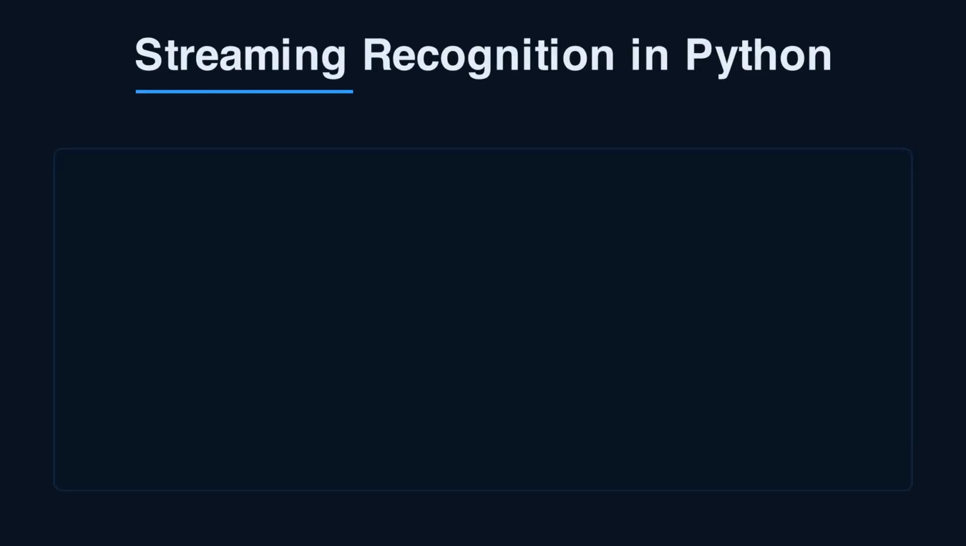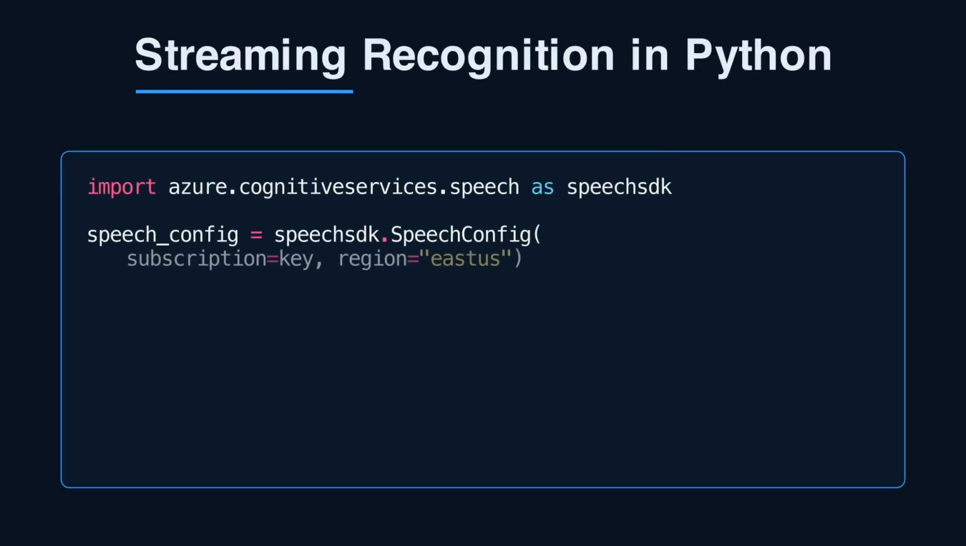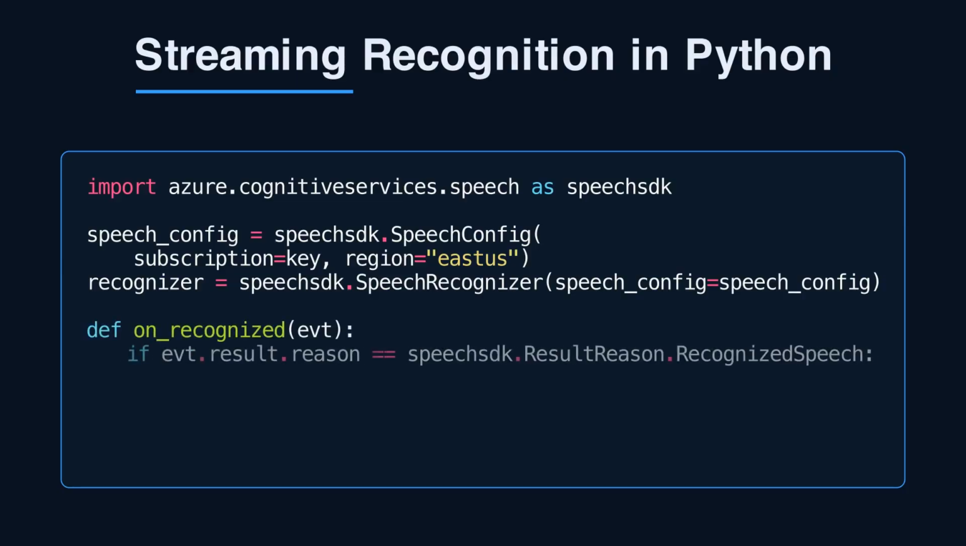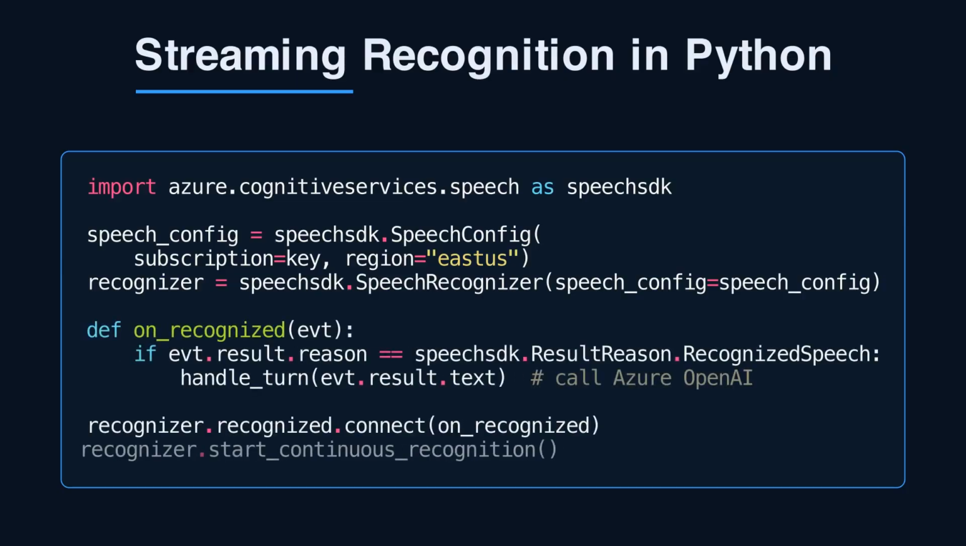To keep the chained pipeline fast, use continuous streaming recognition instead of waiting for the full utterance. The Speech SDK emits partial and final results as the user talks, so you can fire the model call the moment speech stops. Here's the core setup.